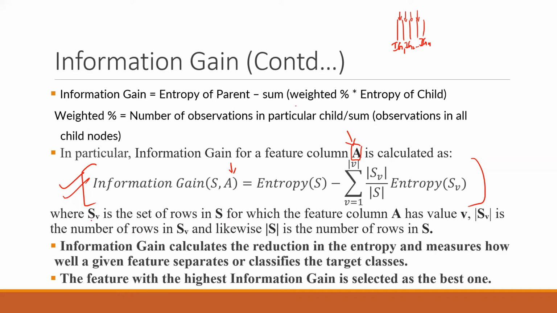So let's see what the different variables are here. There is S, there is SV, there is this S again, entropy of SV. So let's see what the different values are, right? First we will say that mod S is the number of rows in S. So when we say this entropy of S has to be calculated, it means that we have a data set. Here we have S number of rows. So this is the S, right?